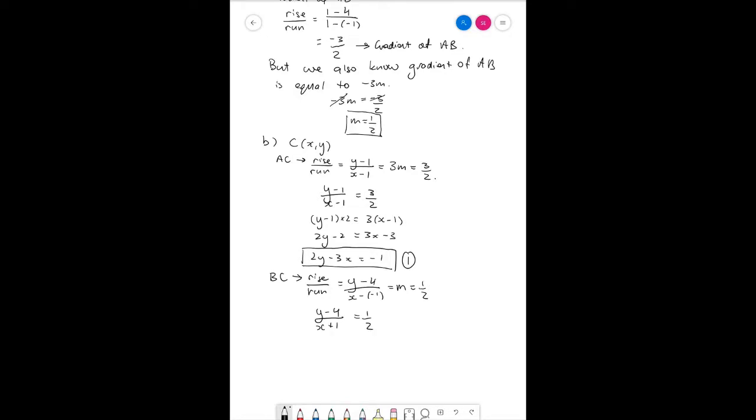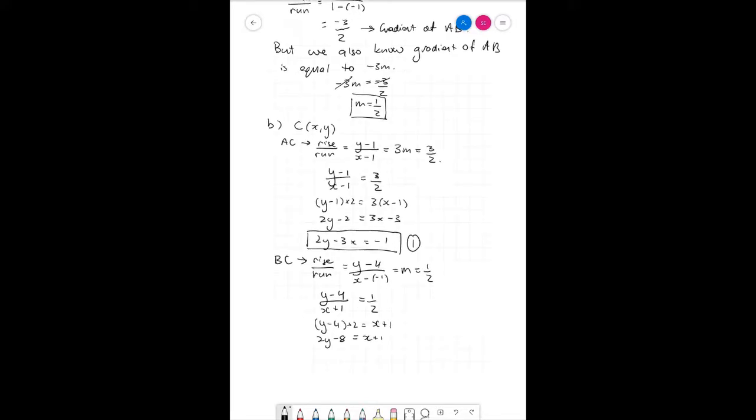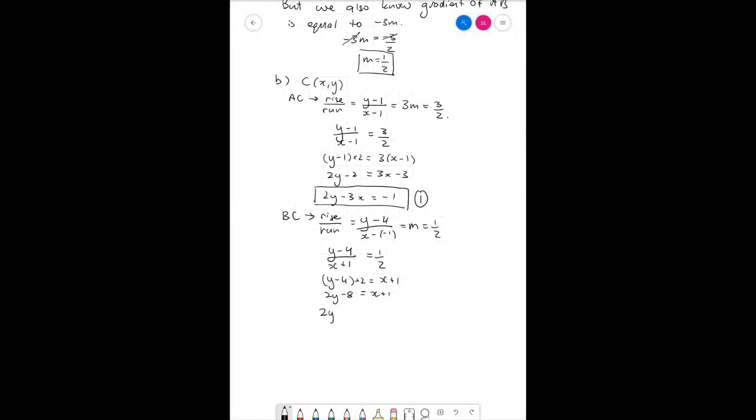We'll just do the same thing we did before. Expand it out, and we'll bring the x's and y's to the same side. Beautiful. And you might be able to see what we're going to do next. We are going to solve these simultaneous equations.